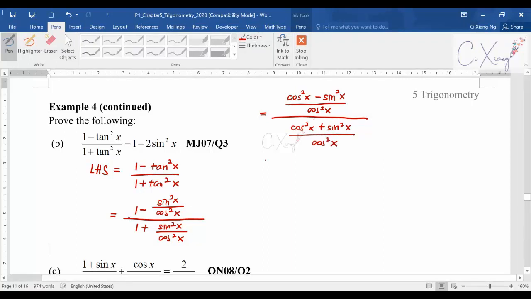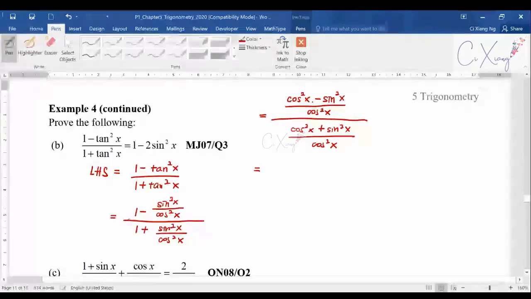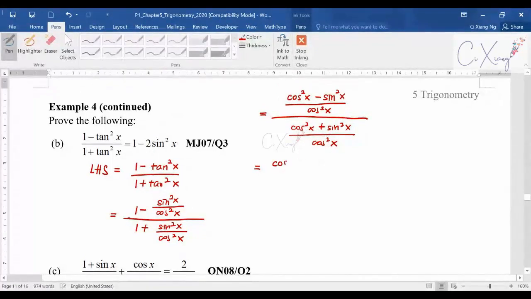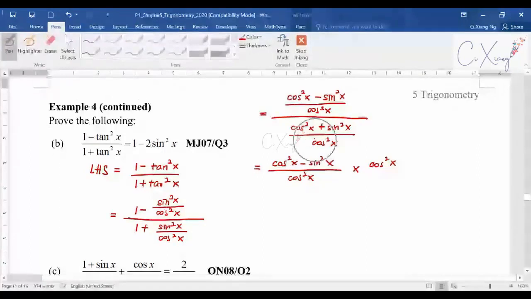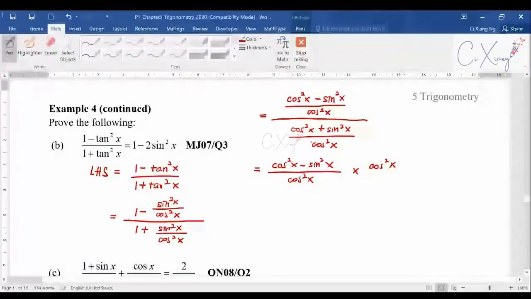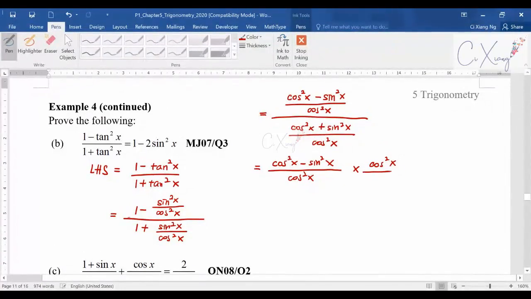Okay? Then if you continue, a fraction divided by a fraction, you can change it by multiplying. You multiply it with 1, then you turn it upside down. You make the denominator become the numerator, and the same thing happens for the numerator. So you're having cos square x plus sine square x.